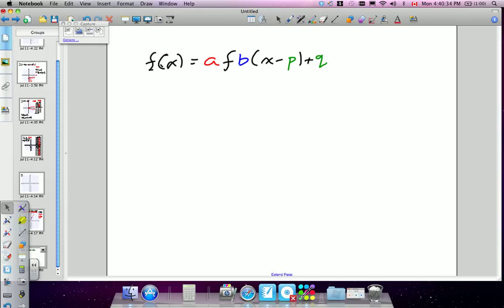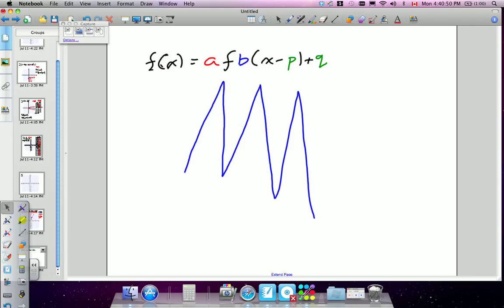A and B deal with stretches. A deals with vertical stretches. So say this was our original function again. A vertical stretch would be something like this. Go up like that, and then maybe we come down like this, and up like this, down like this. See how it's been stretched? It's still meeting the same x-axis points. So it's been stretched upwards and downwards. That's what A deals with.